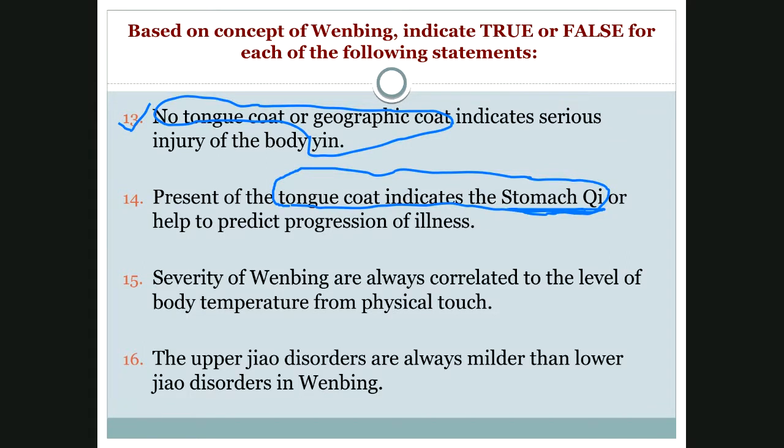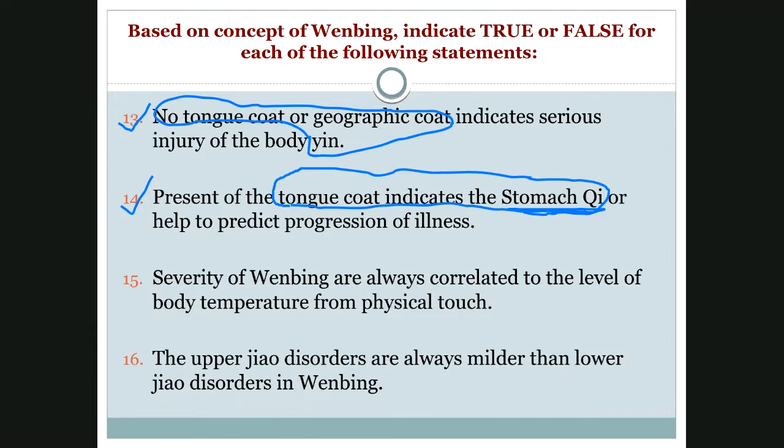Okay, this is also correct. So do not always blame your tongue coating. At least we have vitality of the life. If one day we can see our tongue coating disappear, if it's very old age, it's okay. If in very young age, you know something has had very serious damage.